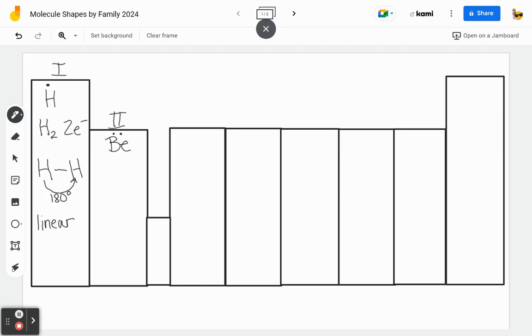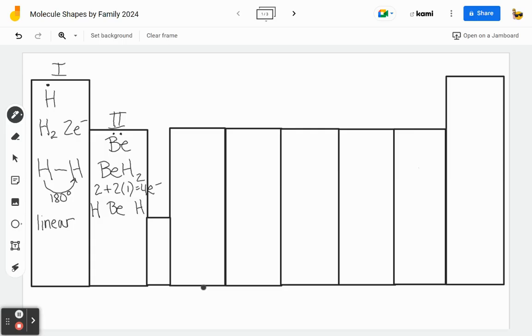So beryllium has 2 valence electrons, and the simplest compound would be beryllium hydride, like such. So let's count the valence electrons. 2 electrons for beryllium, 2 hydrogens each have 1 electron. So I have 4 valence electrons. Exactly, that's how many electrons I need to represent. No less, no more. I'll put beryllium in the center, hydrogens on the outside.